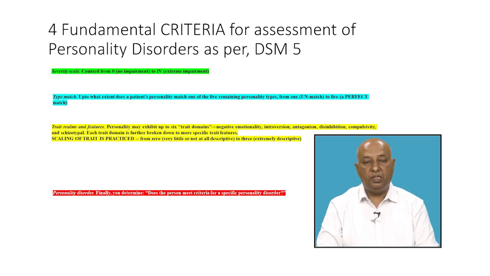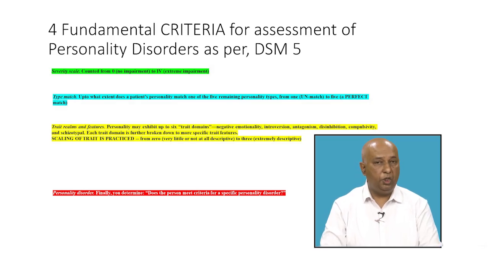Personality may exhibit up to 6 traits or domains: negative emotionality, introversion, antagonism, disinhibition, compulsivity and schizotypal. These are the 6 domains which negatively affect the psychology profoundly. Each trait domain is further broken down into more specific trait features, but for initial assessment and initial knowledge, it is important for you to remember these 6 domains. Finally, you determine whether the person meets criteria for a specific type of personality disorder or not.